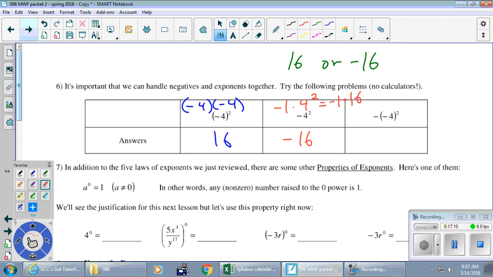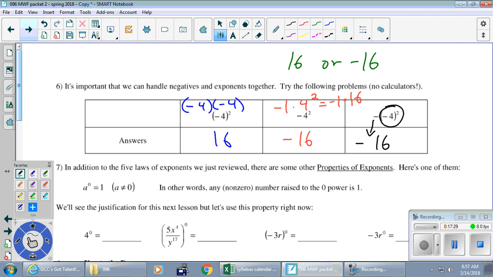Okay, last column. -4 squared. We did this problem first, first column. So I'm going to copy this negative sign out here. And what was our answer to what's circled? It is 16. So that is the answer.